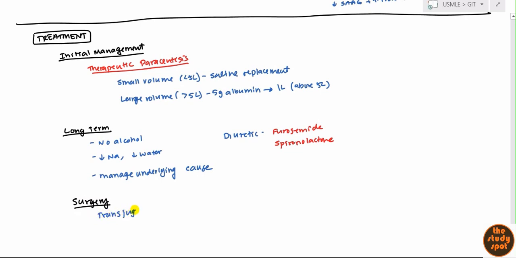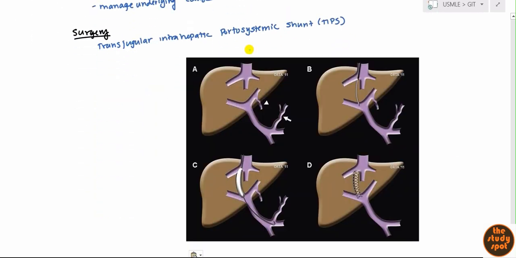One is the TIPS procedure, also known as the transjugular intrahepatic portosystemic shunt. So what is done in this? Let me get a diagram here. One sec. Okay, there you go.